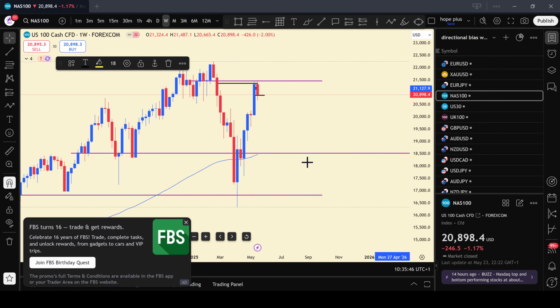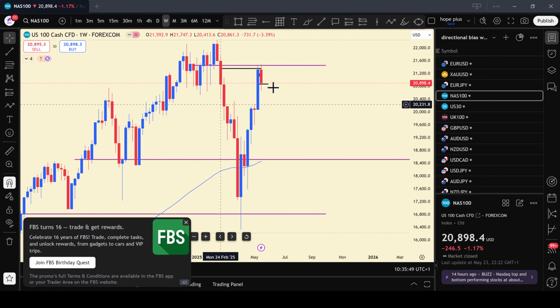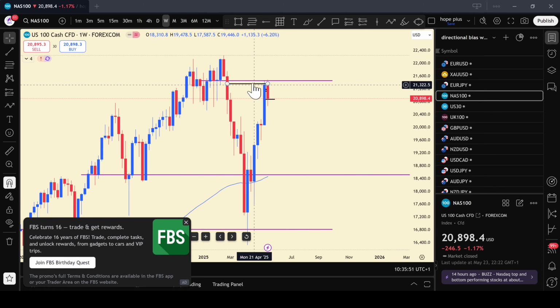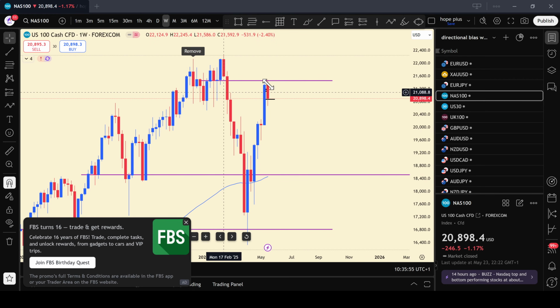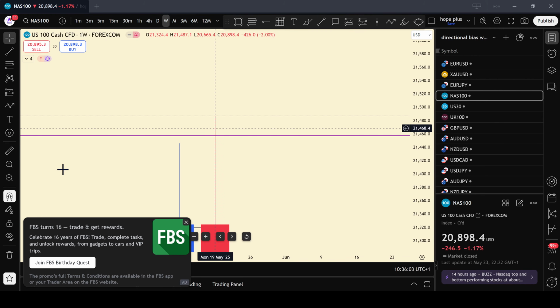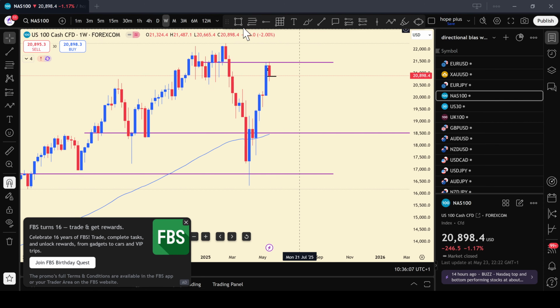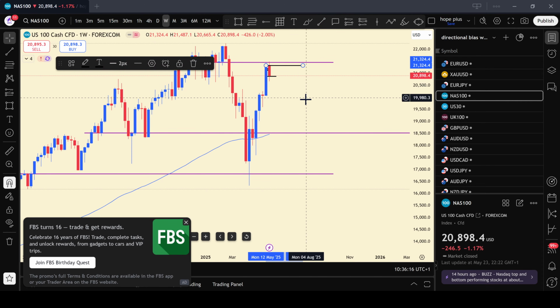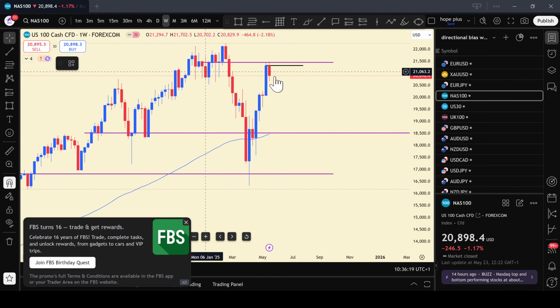Okay. Now what happened here is, let me take off this. This was a support, broken, become resistance. Price tapped on it. All right. And then we are creating a new resistance on the weekly. Then this is the support here. So probably we'll be looking at this range to play out depending on what the daily does.